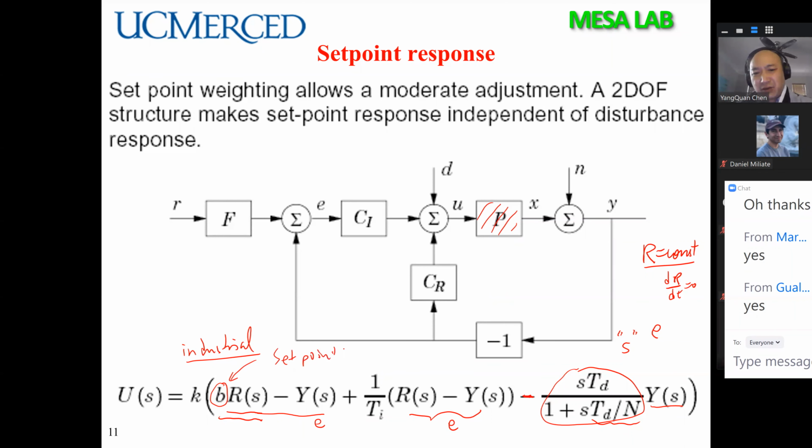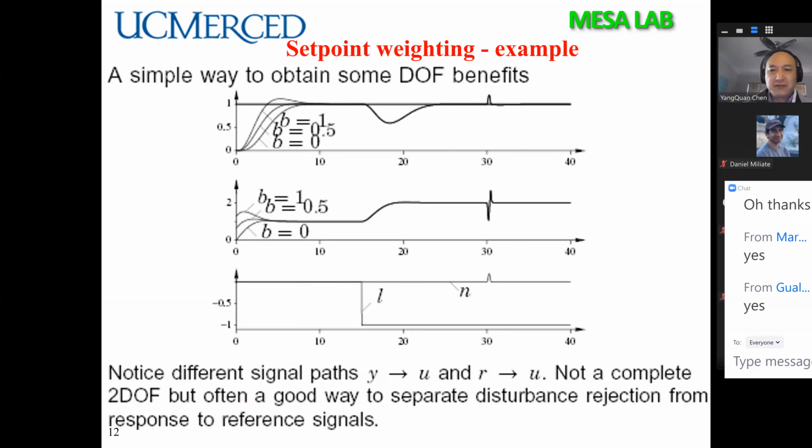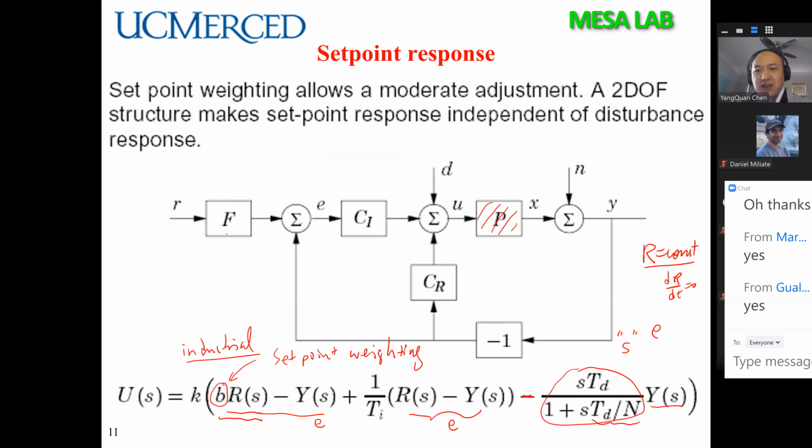Set point weighting coefficient, okay? So usually you put this B greater than 1. If the B is 0, I didn't do a set point. But if it is bigger and bigger, then my system will follow faster. But there's another term in here, it's called F.